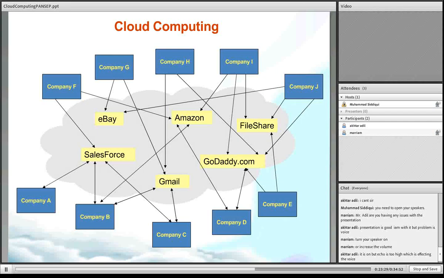Okay. Moving on. So this is how the whole thing looks. Company A is using Salesforce. Company B is using Salesforce as well, and also Amazon and Gmail. And then company C is using Salesforce and Gmail. So all these, eBay, Salesforce, Amazon, Gmail, GoDaddy.com, FileShare, they're all sitting on the cloud, on the internet. And different companies are using it.